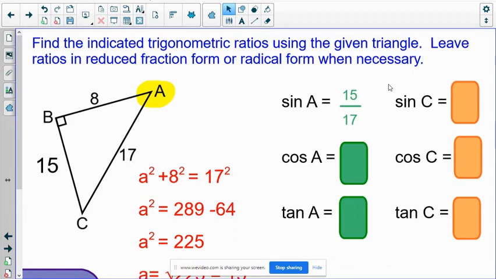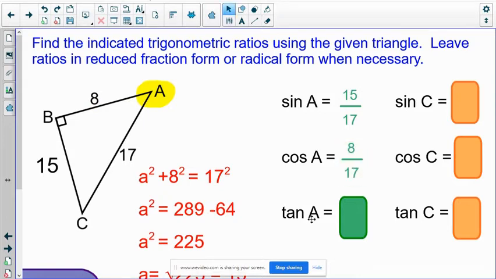So you could double check on your calculator, 15 divided by 17, and then hit math fraction if you have a graphing calculator. But those do not reduce. Okay, so now the cosine is adjacent over hypotenuse. So adjacent to this would be looking at the 8 that's right next to it. Okay, and then the hypotenuse is 17. So it's 8 over 17.